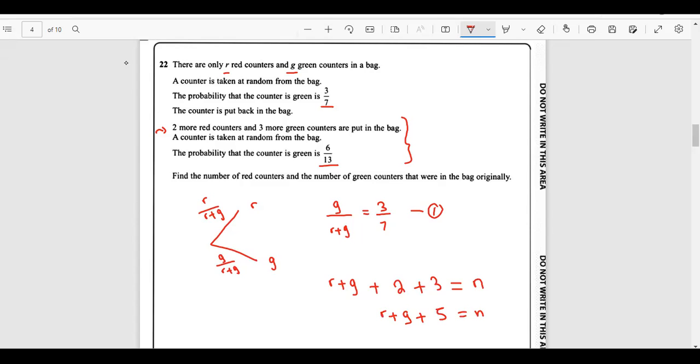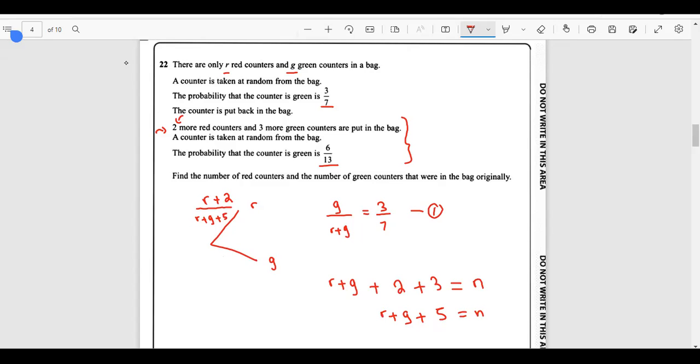The number of red counters would be what? Now let's write it down here. Now the probability of getting a red counter would be, in the denominator, N would be R plus G, which was initially, plus 5 more counters were added. So R plus G plus 5. And in the numerator, we initially had R red counters and then we added 2 more red counters. So R plus 2.